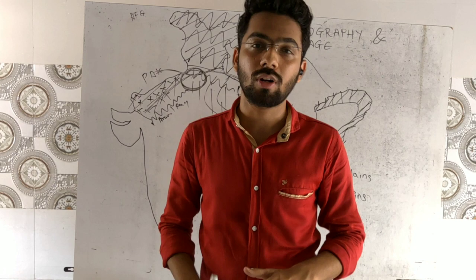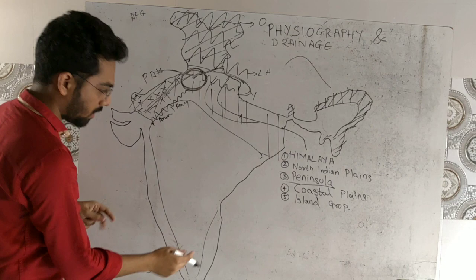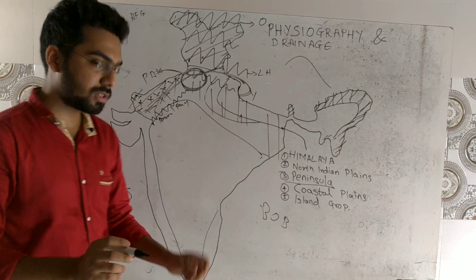Similarly, if you are going to see in India, this much part, if you are going to see the lower part as this. This side is covered by the Bay of Bengal. This side is covered by the Arabian Sea. This side is covered by the Bay of Bengal. This side is covered by the Arabian Sea. And the southern region is covered by the Indian Ocean. So, peninsula is this area.